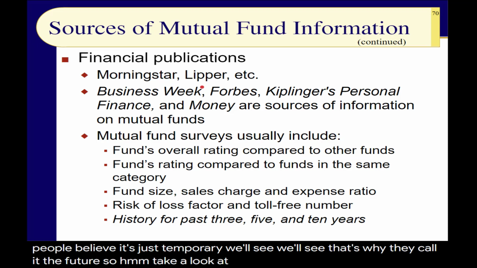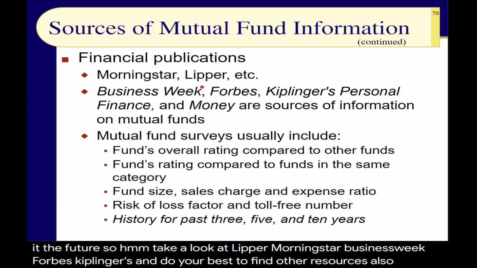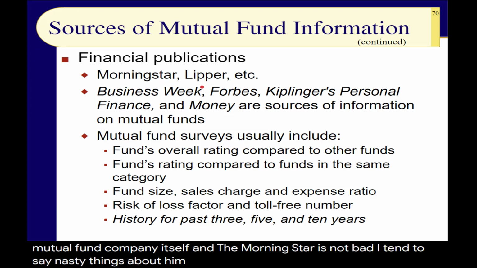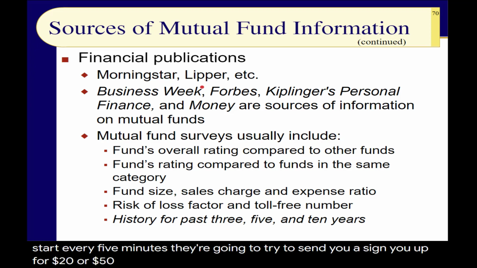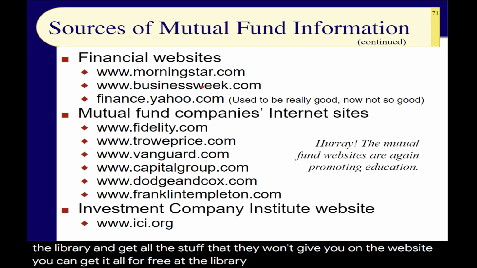Take a look at Lipper, Morningstar, Business Week, Forbes, Kiplinger's, and do your best to find other resources. Also, the mutual fund company itself, and Morningstar is not bad. I tend to say nasty things about them, but remember, when you're on Morningstar, every 5 minutes they're going to try to sign you up for $20 or $50 a month. Just say thank you very much. No, you can go to the library and get all the stuff that they won't give you on the website. You can get it all for free at the library.